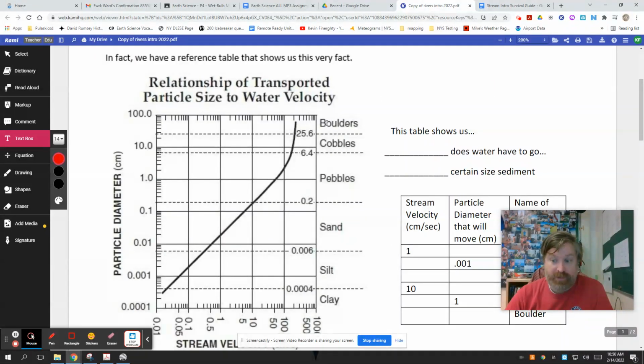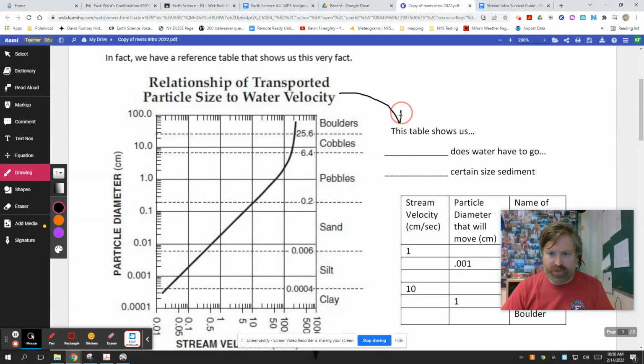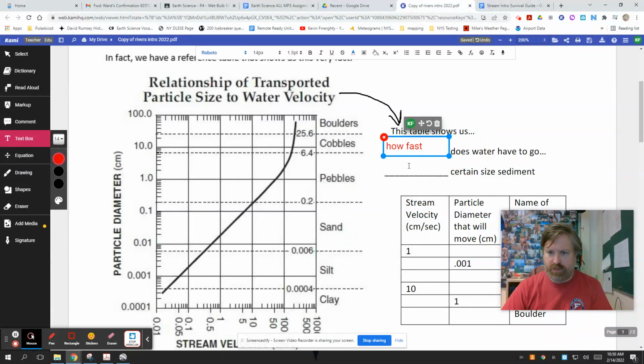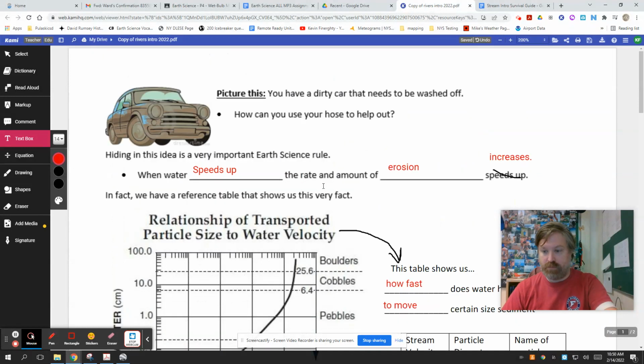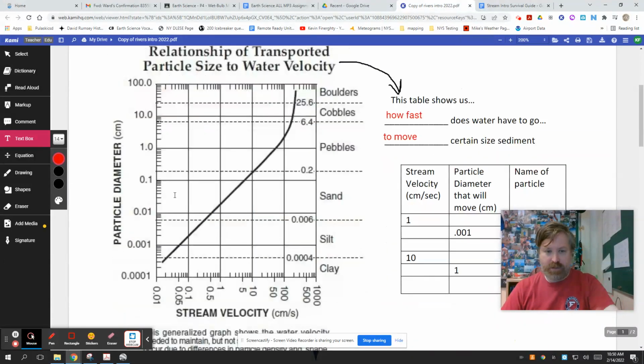Well, we're going to do that mathematically now using this table right here, which has a very complicated name: the relationship of transported particle size to water velocity. That's a mouthful, especially with vocab. So let's make the title of this a lot simpler. Here's the title of this. This table shows us how fast water has to go to move certain size sediments, right? Just like we set up here. You make the water go faster, it moves these sediments.